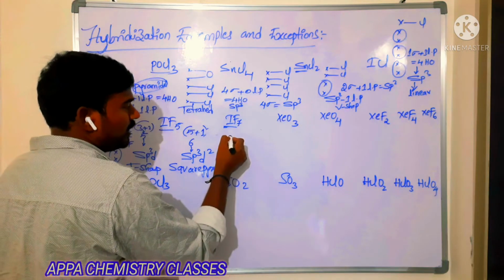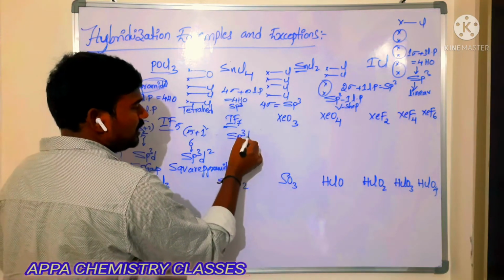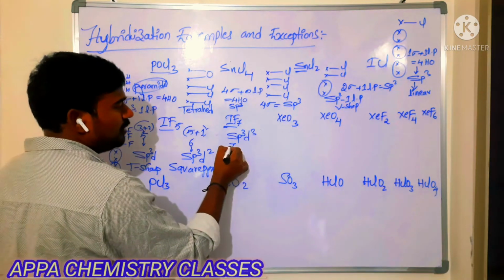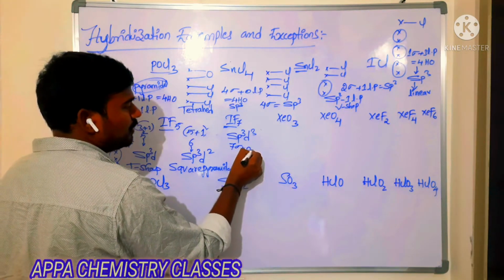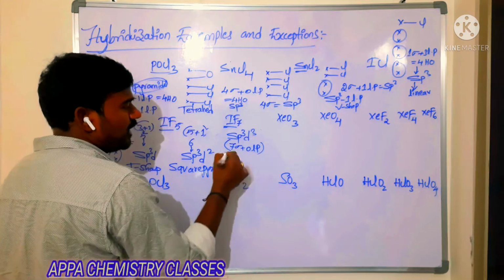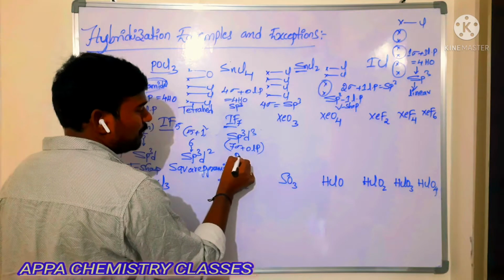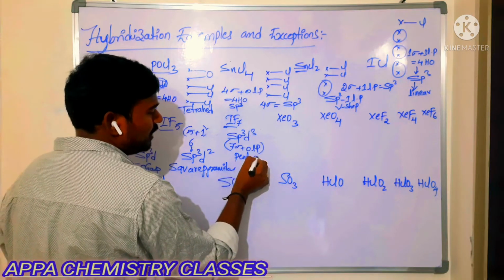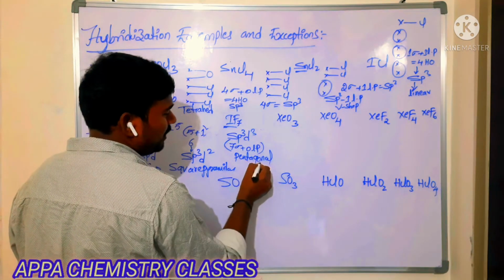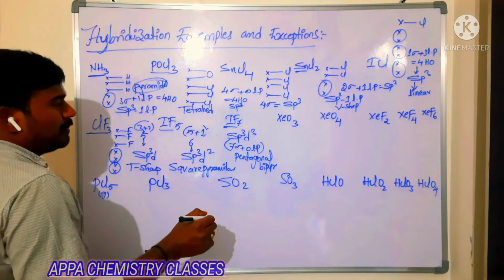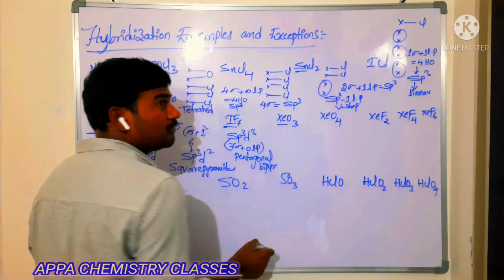Next IF7. IF7 we have seen is pentagonal bipyramidal, which is sp3d3 hybridization, 7 sigma bonds, 0 lone pair. So 7 hybrid orbitals means sp3d3. So pentagonal bipyramidal. Most important, pentagonal bipyramidal.